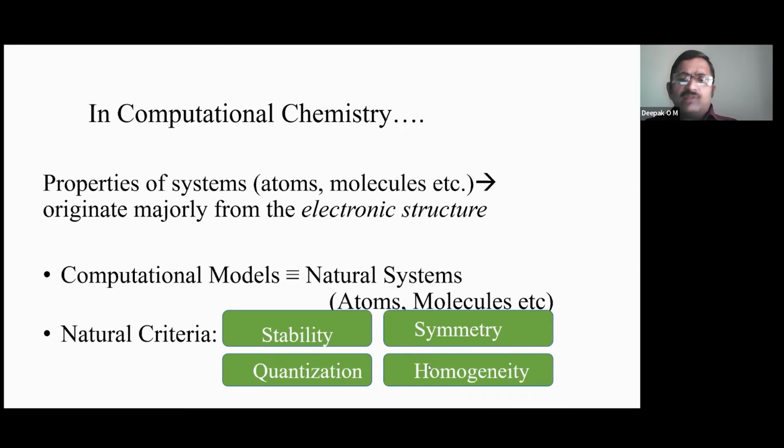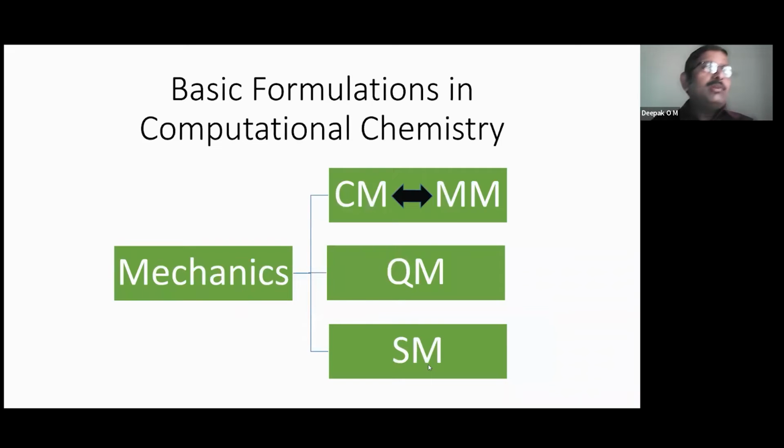Okay, so this natural criteria means it should fit. Natural criteria should be satisfied. That means that your model also should fit the criteria of stability, symmetry, quantization, homogeneity, these kinds of things. Basically, this is a general term that I have used. I'm not going into the minor details of these terms right now. So now let me go to the basic formulations.